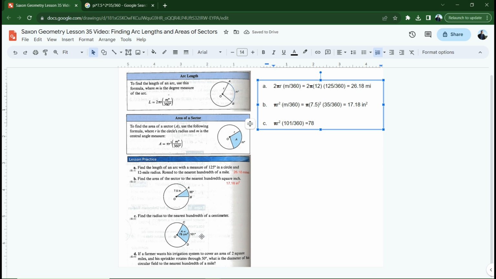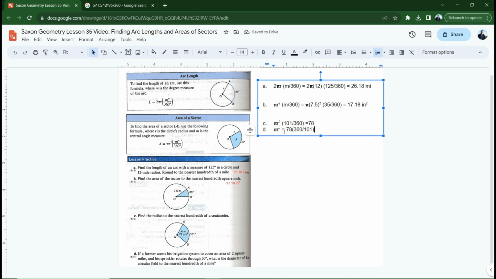Now, how am I going to solve this? Well, I am going to multiply 78 times the reciprocal of this fraction. That'll get this fraction off of the other side. So let's go ahead and show what that looks like. I'm going to leave my pi r squared over here for right now. And then we're going to say pi r squared equals 78 times 360 over 101. I multiplied both sides by the reciprocal of the fraction.